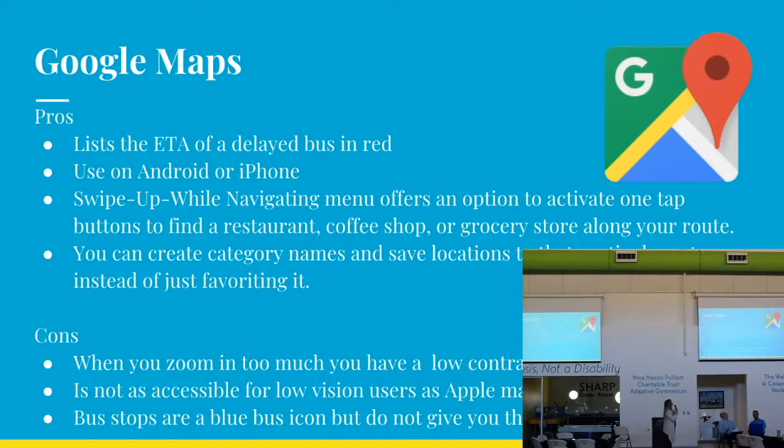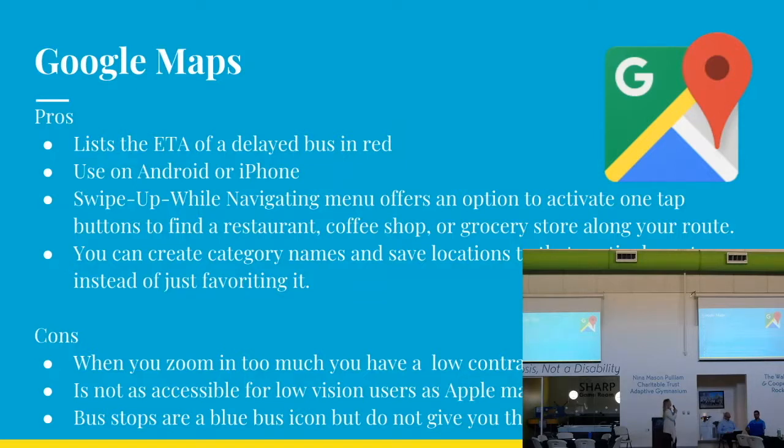And you can create category names, I already talked about that, which I really like working with my students on, creating different categories of places that they would like to go and just being able to easily go through their lists and get to that location. And some cons, when you zoom in too much, you have kind of a low contrast reading, and like with Apple Maps, you're able to see the names of each bus stop, which I like.